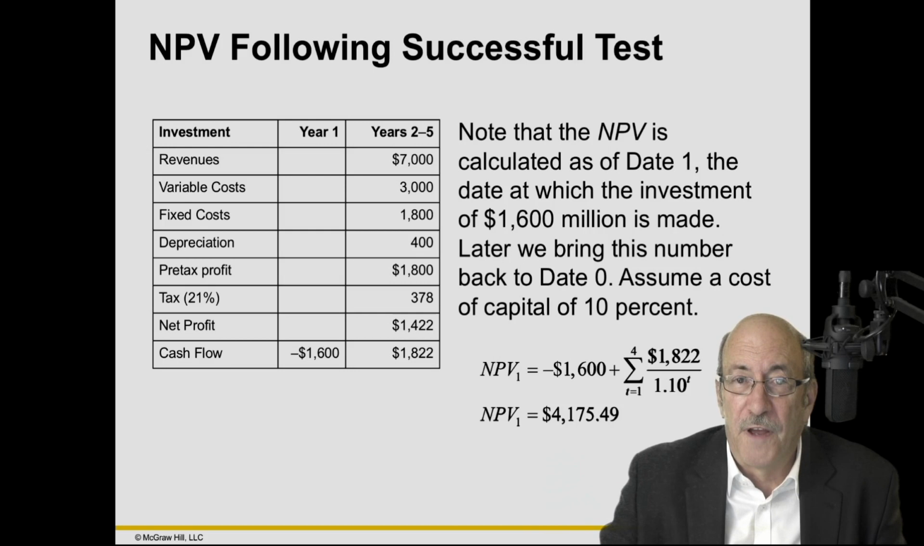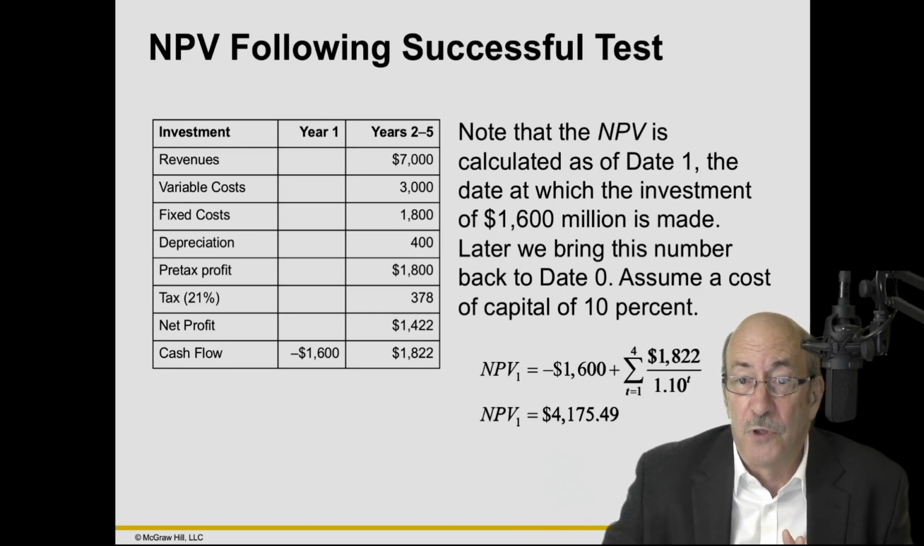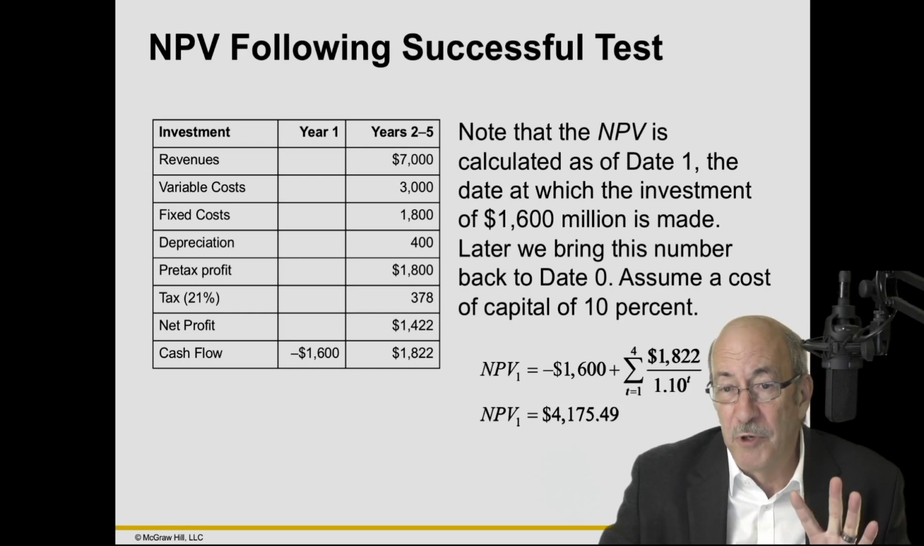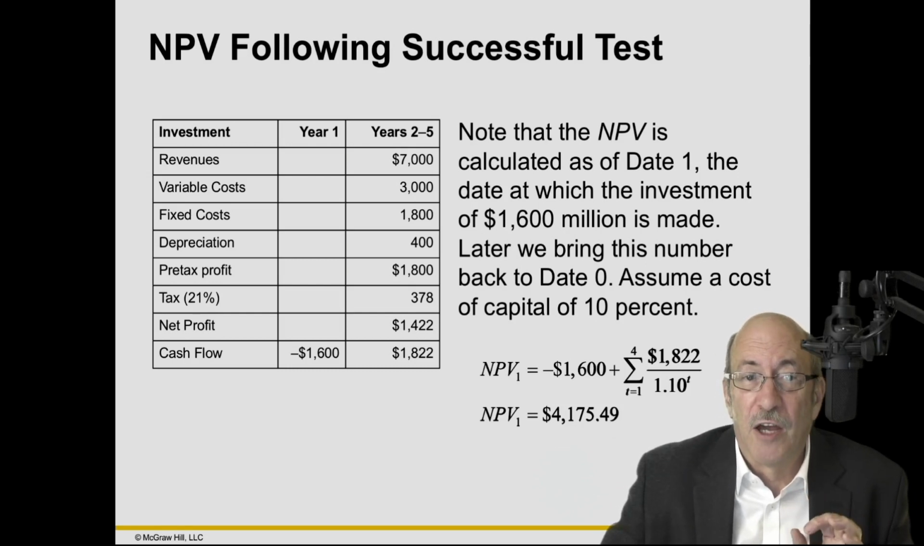So the production phase, if it's successful, we expect to see in years 2 through 5, remember it's 4 years, 2 through 5 are going to be 7,000 in revenue. I believe this is in thousands.